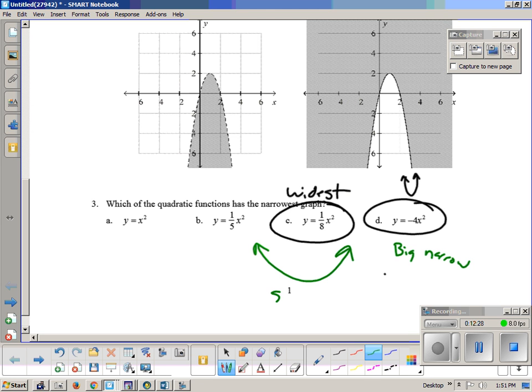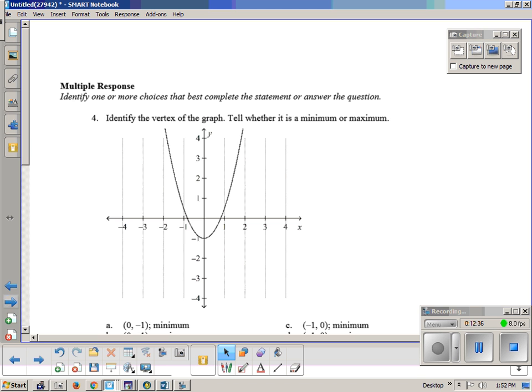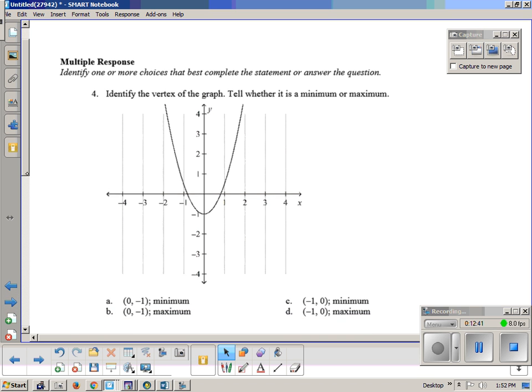Small is wider. Widest. Or wider. All right. Okay. Moving on to the next one. Identify the vertex of the graph. Is this the correct one, right? Tell whether it's a minimum or max.